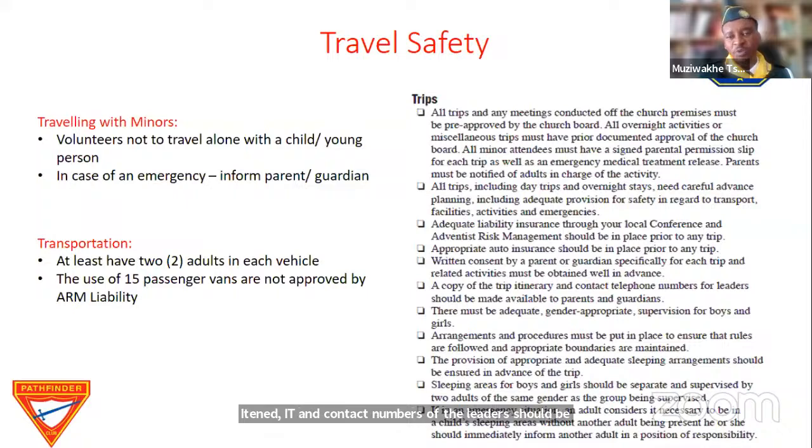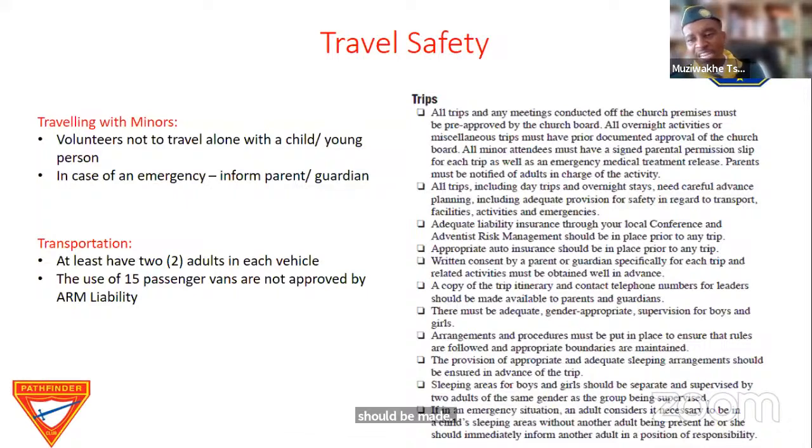And there must be adequate gender-appropriate supervision for boys and girls. Arrangements and appropriate procedures should be made. They should be in place where all the rules are clear and the appropriate boundaries are maintained at all times.